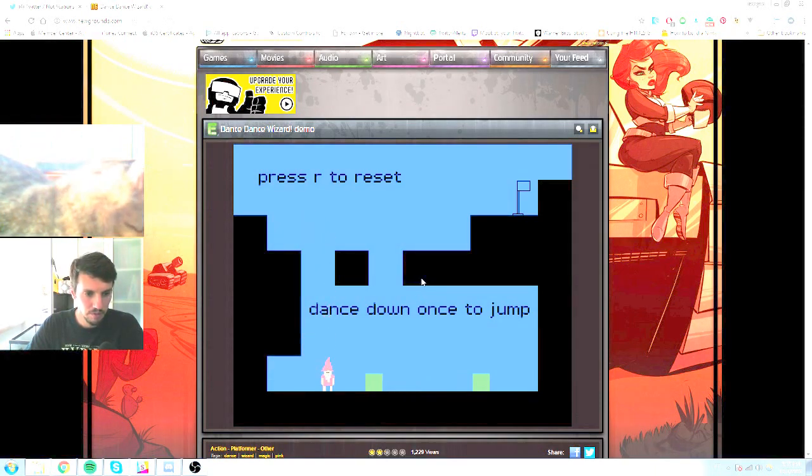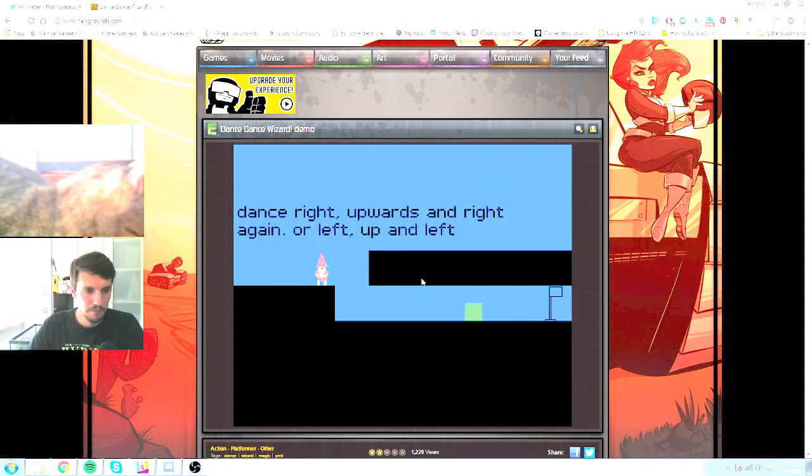Wants to jump. I don't know. So I need to dance to jump. Oh, okay. And I release it and it jumps. Dance right upwards again or left, huh? Dance right upwards or right again or left, I don't know. Okay, good enough.